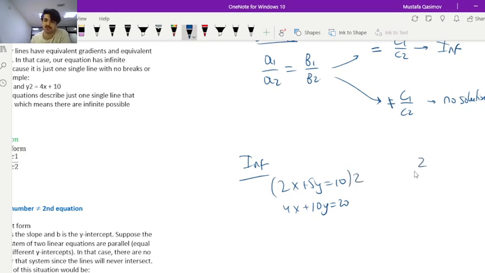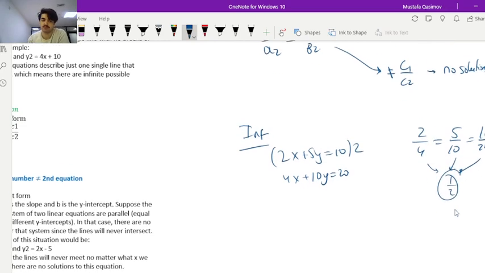Or let's look at the ratio. 2 over 4 is equal to 5 over 10. It's equal to 10 over 20. All of them are equal to 1 over 2. That's why it has infinite number of solutions.